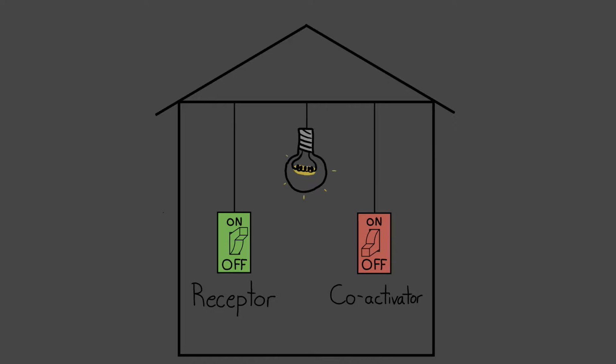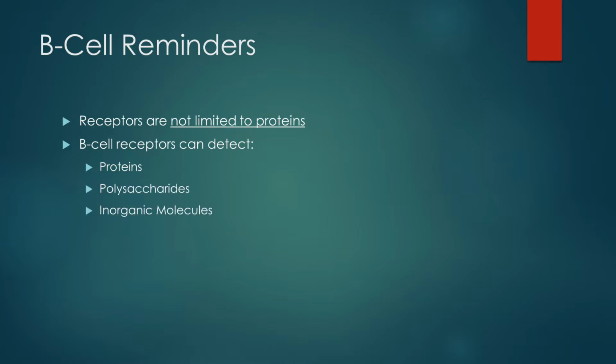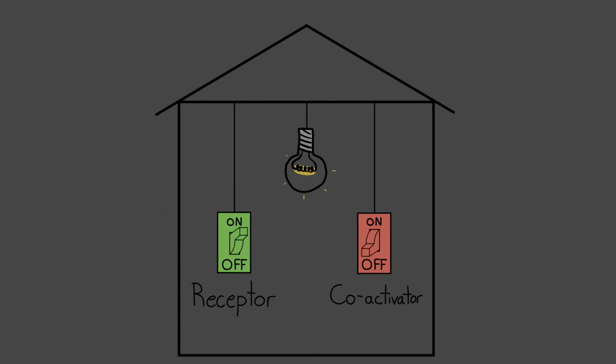As was previously mentioned, CD4 T cells have T cell receptors that interact with the peptide fragments bound to MHC, and B cells have B cell receptors that interact with a given specific epitope. Remember that B cells are not limited to proteins and can interact with other antigens like polysaccharides and even inorganic matter. The second switch corresponds to a coactivation signal that B cells and T cells both require.